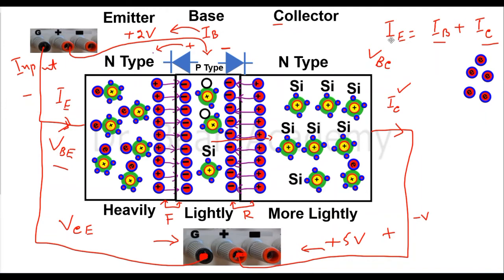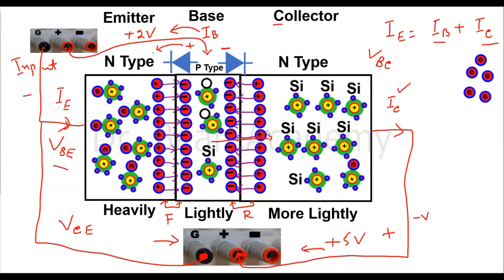And then we know that this emitter current divides into two sections: base current and collector current. The sum of these two currents should be equal to the emitter current, because the emitter is actually emitting all the electrons towards the device. And now we will see what the input and the output actually are.